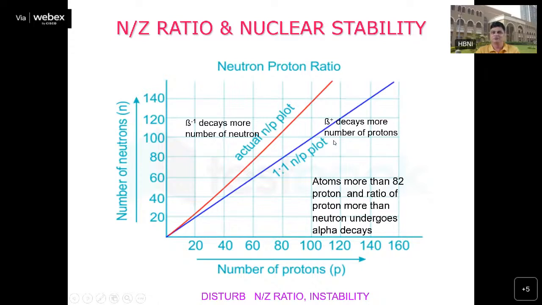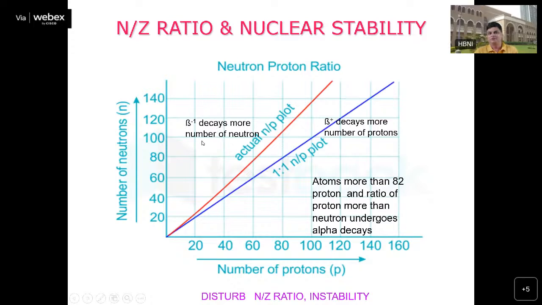And if they have more protons, they will go for beta plus decay. And in the case of some heavy elements, having a mass number of more than 82 protons, and having more protons, they will undergo alpha decay. So what is meant by beta decay?